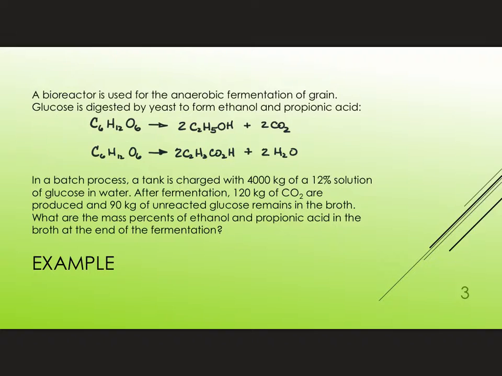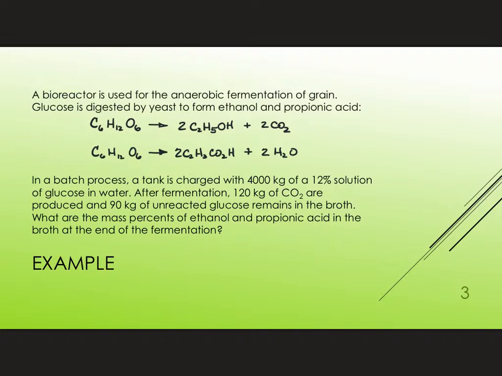Our example here, the problem statement says, a bioreactor is used for the anaerobic fermentation of grain. Glucose is digested by yeast to form ethanol and propionic acid by these two reactions. In a batch process, a tank is charged with 4,000 kilograms of a 12% solution of glucose in water.